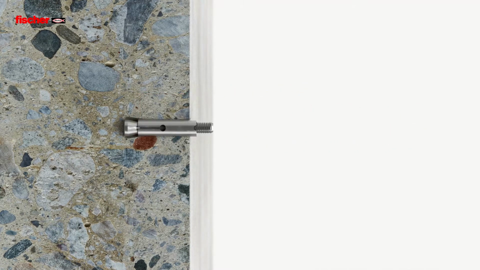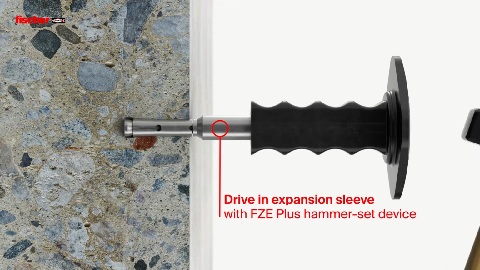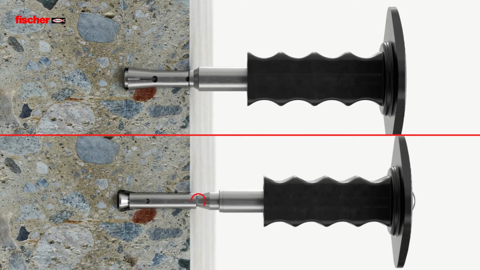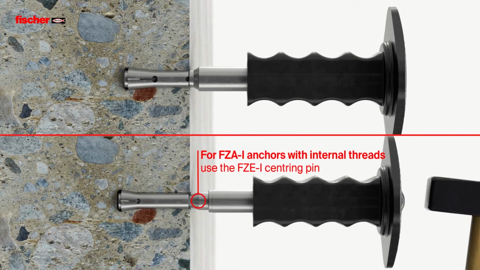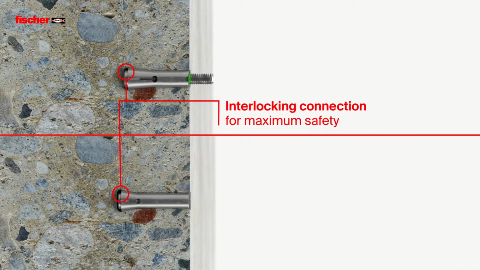Once the anchor is inserted, the expansion sleeve is driven in using the FZE Plus hammer set device. If an anchor with internal threads is being installed, the FZEI centering pin will also be used. The interlocking connection guarantees maximum safety.